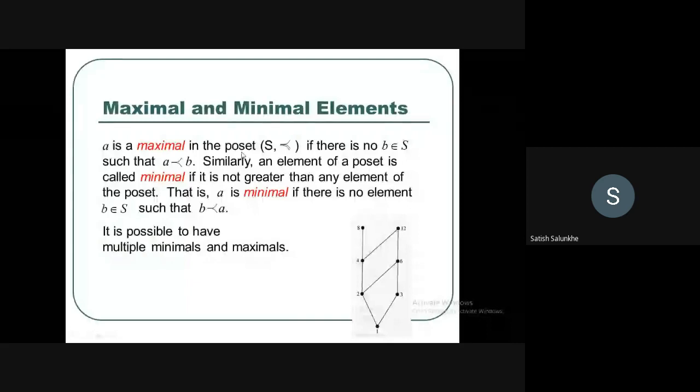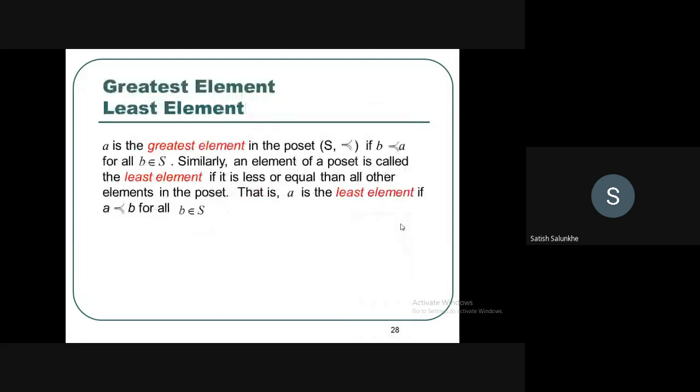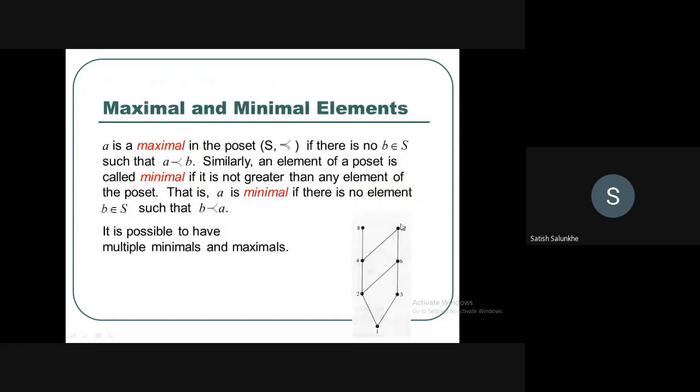Similarly, you can see here that 8 is related to 8, but 12 is not related with 8. Therefore, though 8 is the maximal element, it is not the greatest element, because to become the greatest, the rest of the elements should be related to that element. Similarly, 12 is also not a greatest element because 8 is not related with 12. So that's the difference between greatest and least element compared with maximal and minimal. Is it clear? Please let me know.